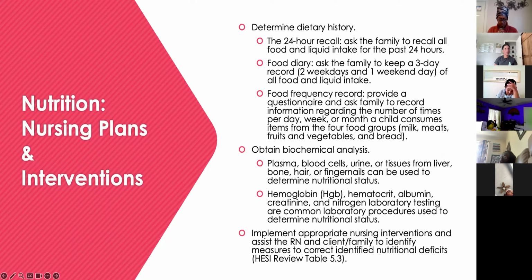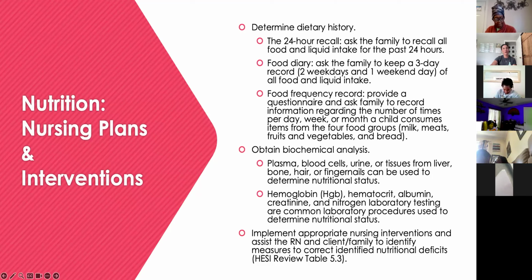And then a food frequency record is a standardized questionnaire that asks how many times a day, week, month a child consumes the 4 food groups. So very standardized, easy to get an overall picture of extended nutrition. So your food frequency record is going to be your big picture of their nutritional status.